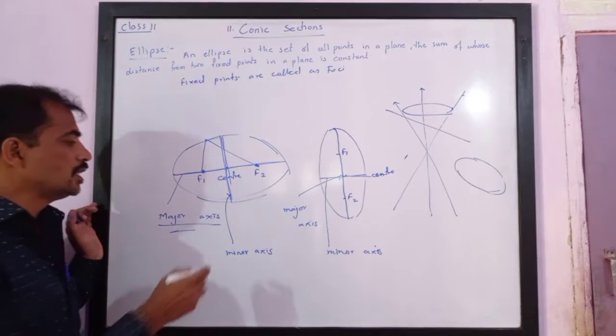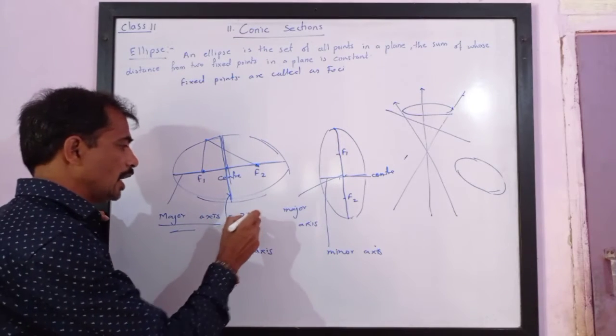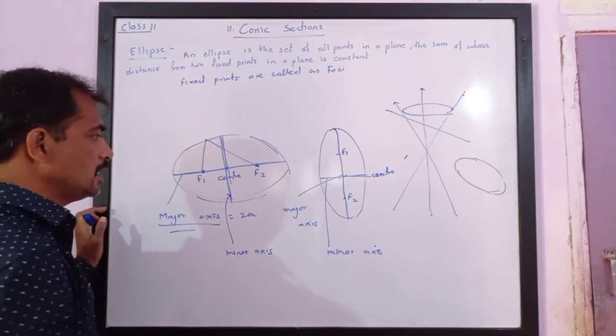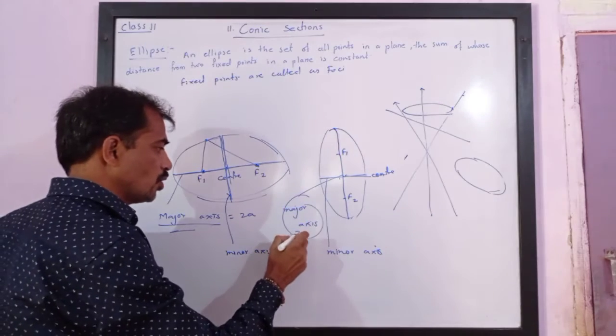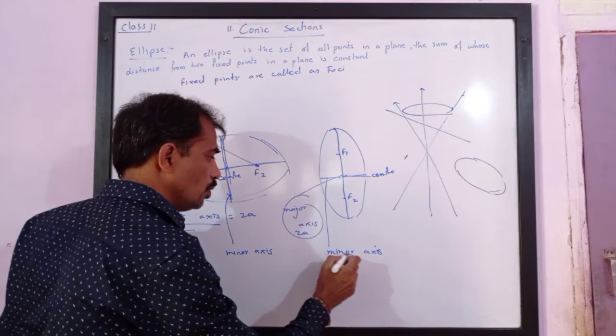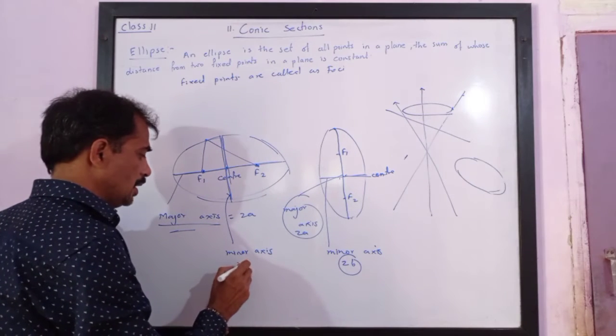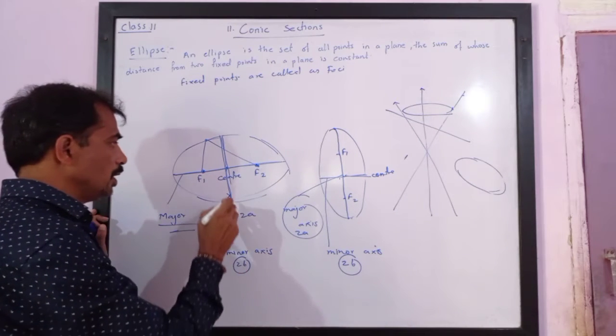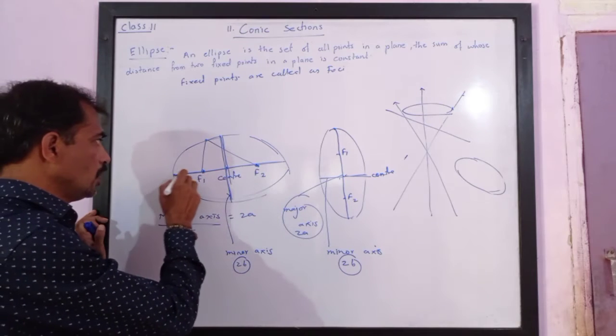This major axis is denoted by 2A. Minor axis, major axis in this case also is denoted by 2A. Minor axis is denoted by 2B. So please note.